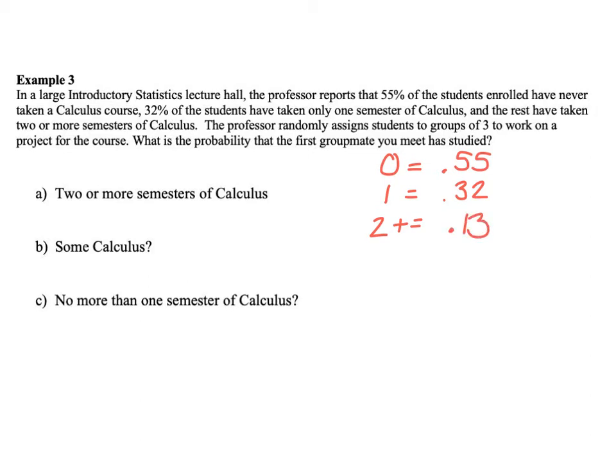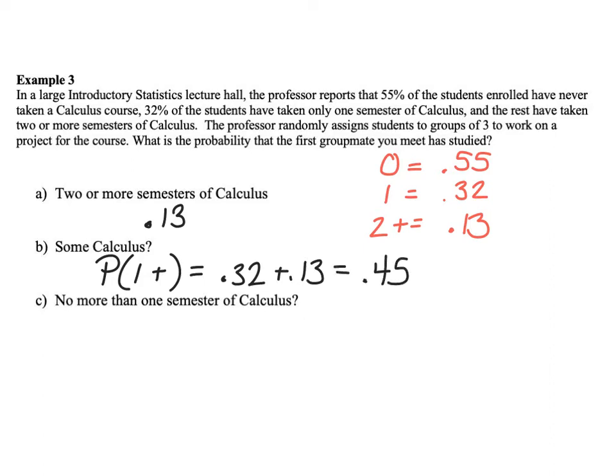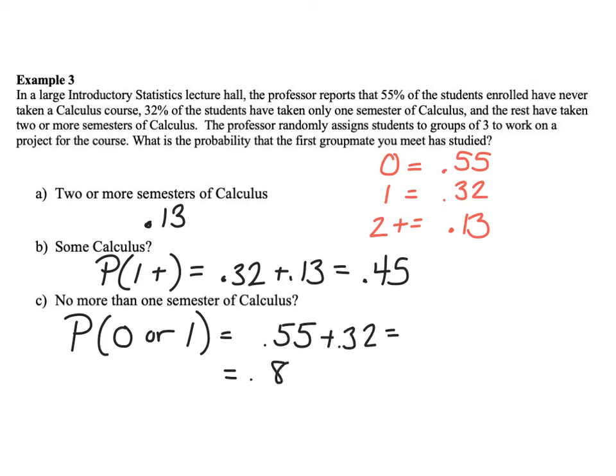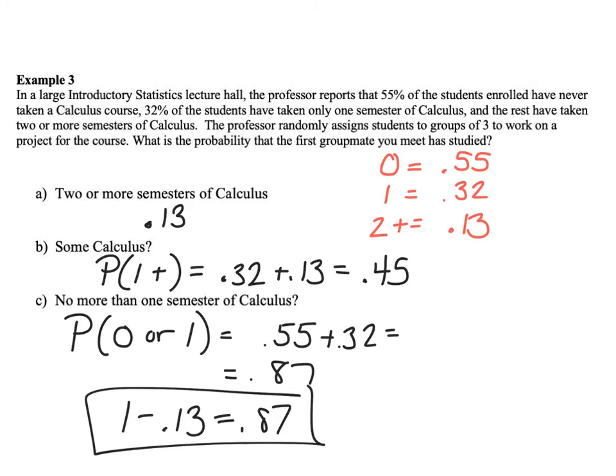0.13. So there's a couple ways that you can think through each of these, but 2 or more semesters, well, that's really given to us. That's just 0.13. Some calculus would mean 1 or more. So just proper notation, I'm going to say 1 plus is equal to 0.32 plus 0.13, or 0.45. And then no more than 1 semester of calculus would be the probability of having 0 or 1 semester, which would be 0.55 plus 0.32, which is 0.87. You could think this through as far as the complement as well. You could say, well, it would be 1 minus 2 or more. 1 minus 0.13 would also be 0.87. So there's quite a few ways to think these through.